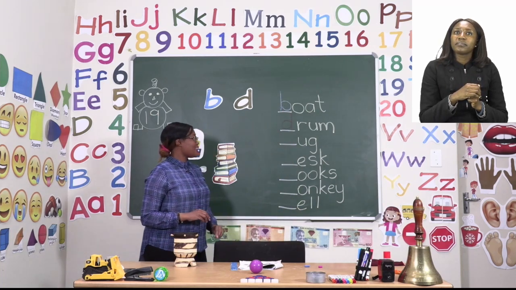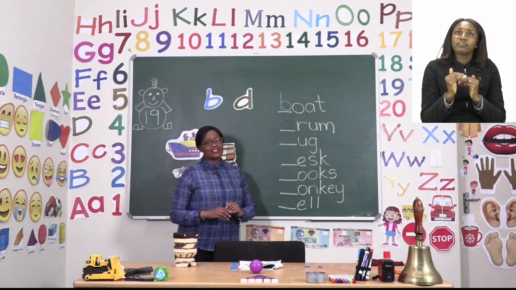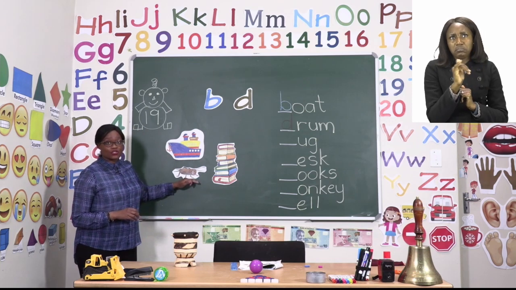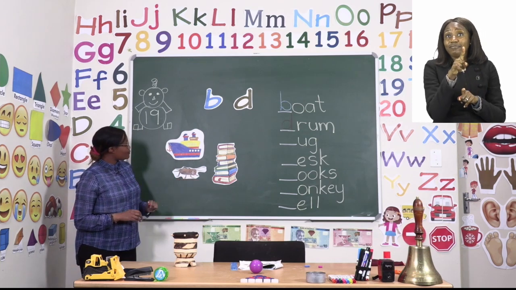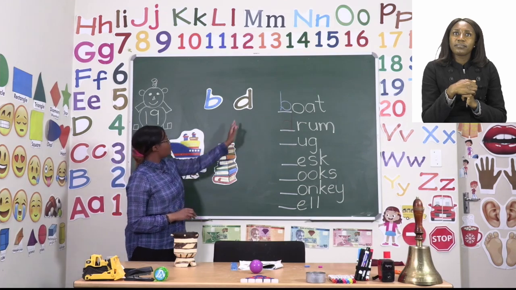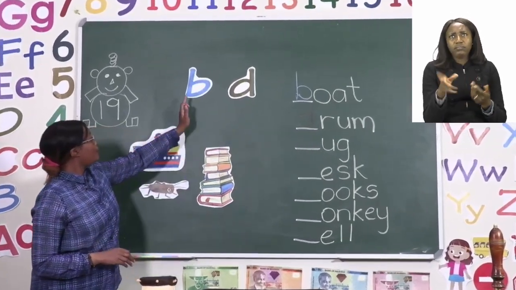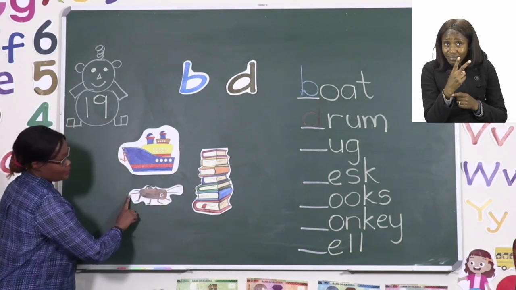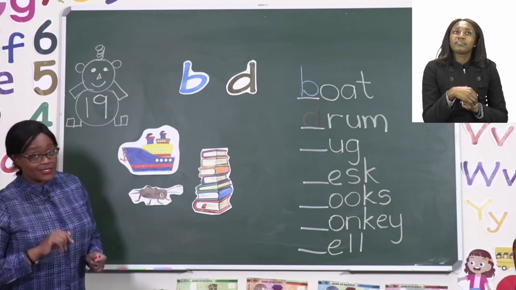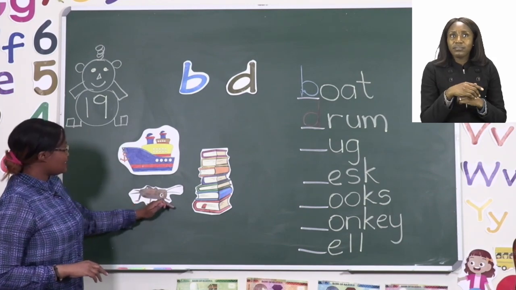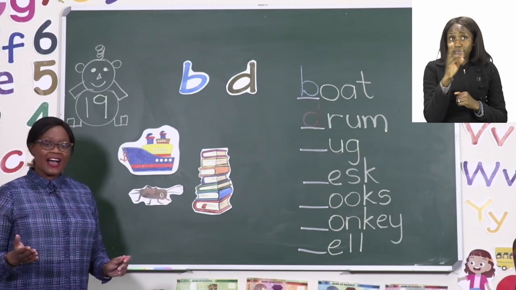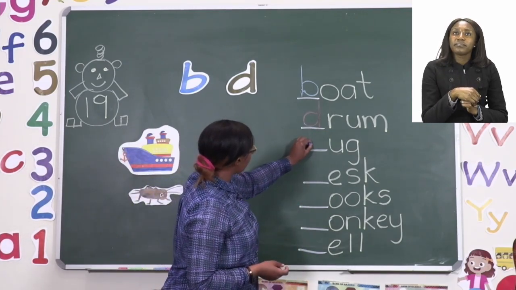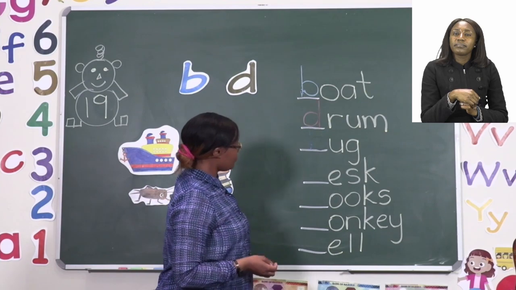The next one has ug for the last letters. This is the item that we want to try and name. Do we say dug or bug? Take a good look at the item. We can find it outside and sometimes in the house. This is a bug. Well done. So if you said the word bug, good job.